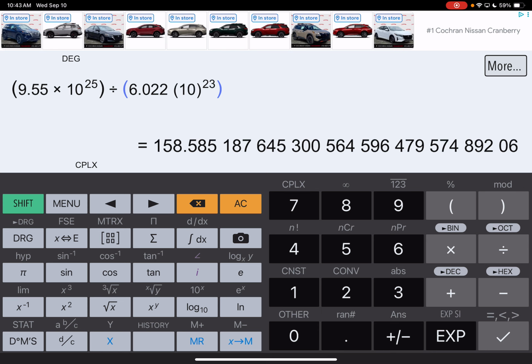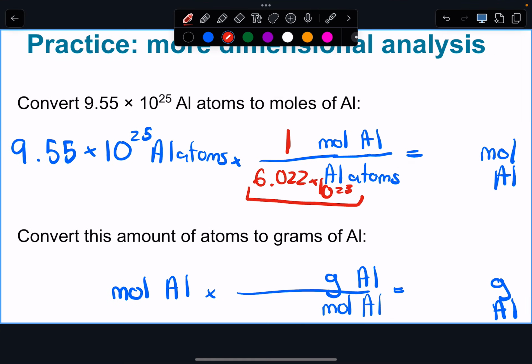So 159 moles. That's a lot of moles. It's like 159 dozen. That'd be a lot of dozen of anything. So it is a pretty big number. Usually they're going to be more like single digits that we'll be working with. Okay, so 159 moles of aluminum atoms.